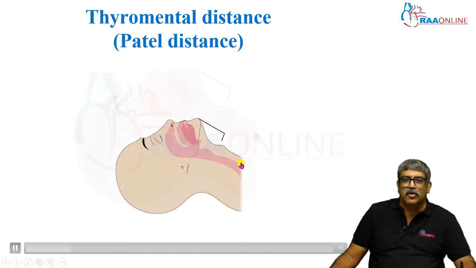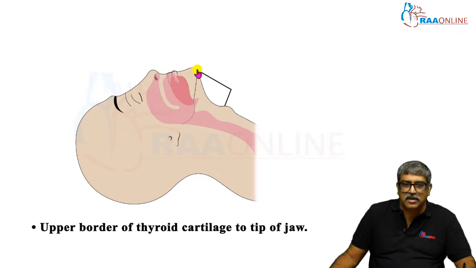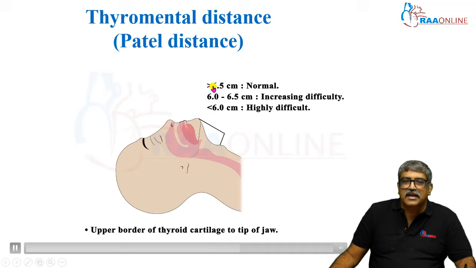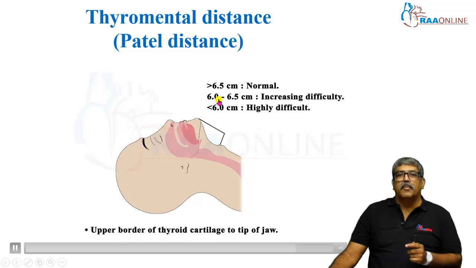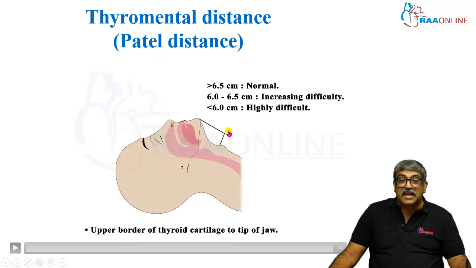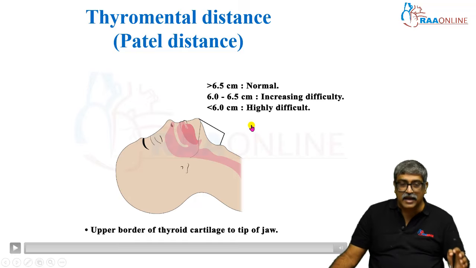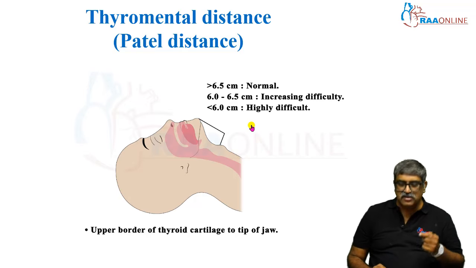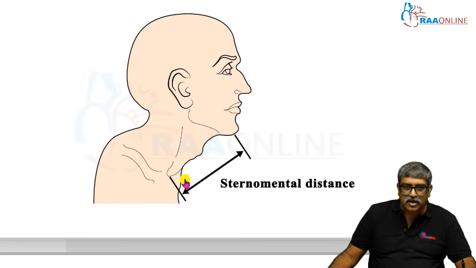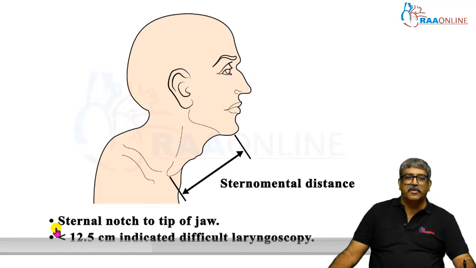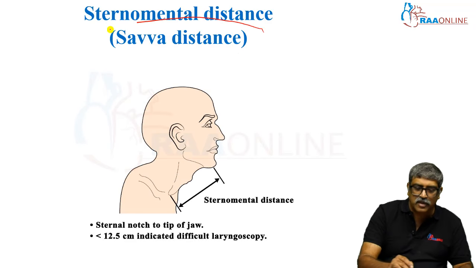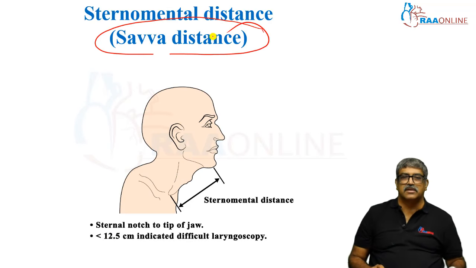Next comes the thyromental distance. This is the thyroid cartilage and this is the mentum, the upper border of the thyroid cartilage to the tip of the jaw. If it is greater than 6.5 cm, it is normal. Between 6 to 6.5 cm, there is going to be increasing difficulty. And if it is less than 6 cm, it is highly difficult. That is the thyromental distance, which is called the Patil distance. Now coming to the sternomental distance, from the sternum to the upper border of the sternal notch. If it is less than 12.5 cm, it indicates difficult laryngoscopy. Sternomental distance is known as the Savva distance.